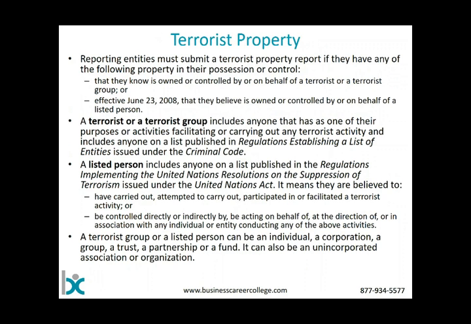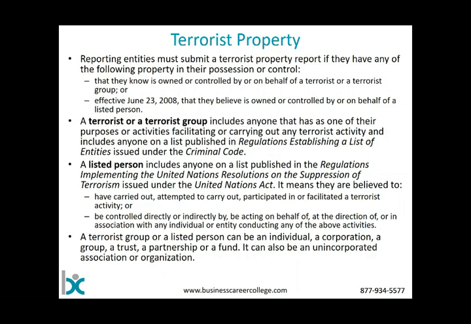The final reporting area that we're going to look at before we move on to our next topic is around terrorist property. So reporting entities have to submit a terrorist property report if they have property as described on this slide in their possession or control, or if they suspect that there's terrorist property being presented to them. So this would be property that they know is owned or controlled by or on behalf of a terrorist or a terrorist group, or effective 2008, that they believe is owned or controlled on behalf of a listed person.